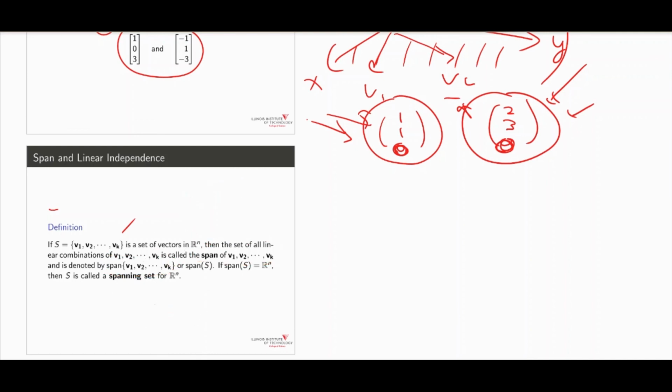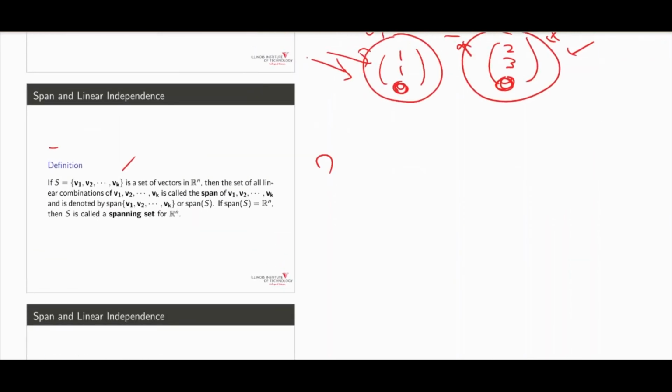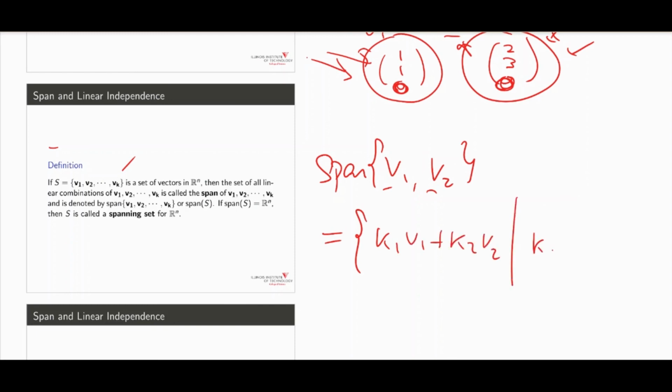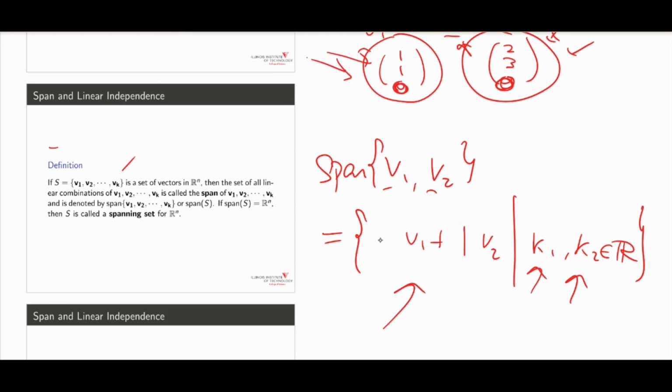So let me write it down. The span of v1, v2 is a set of all the possible linear combinations. This is set builder notation. I'm expressing my elements, and either you write it like this or you use a vertical line. Let's use a vertical line here. You're looking at all the elements that look like k1 v1 plus k2 v2, where k1 and k2 can change. So you're looking at 3 v1 plus 2 v2, 0 v1 plus 1 v2, negative 4 v1 plus 5 v2, all the possible linear combinations. So there are infinitely many elements inside here.